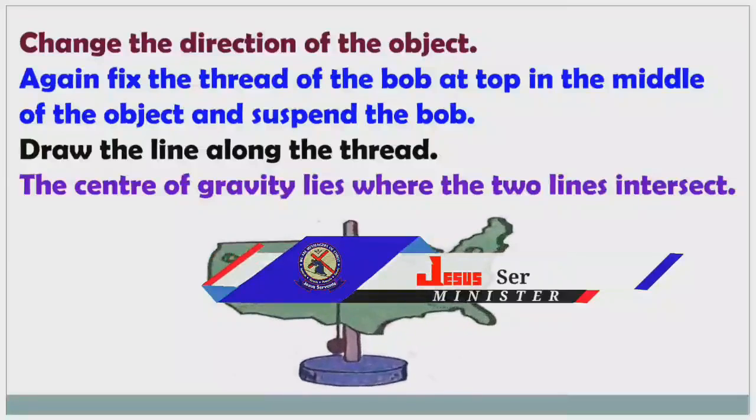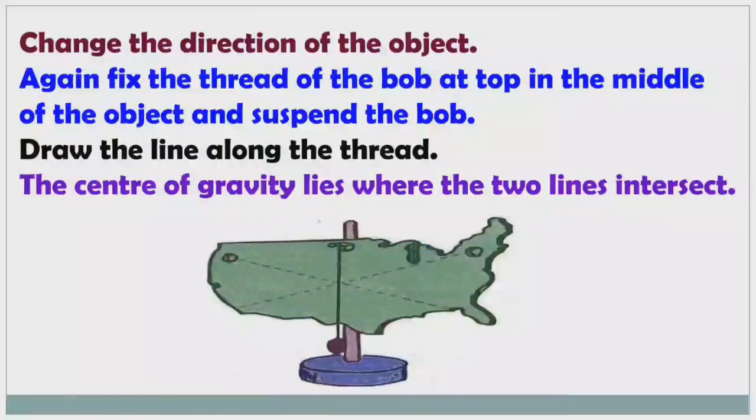Here there is an irregular shaped object. When we suspend a plumb line or bob, it always points downwards. Draw a line along the thread. Now suspend the object from another point. Again draw a line along the thread. The center of gravity lies where the two lines intersect. That is the procedure to find the center of gravity for an irregular shaped object or any shaped object.